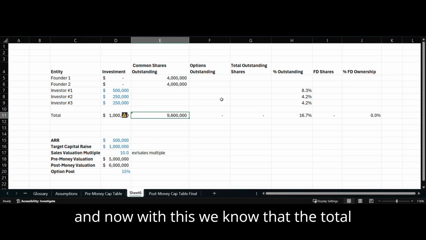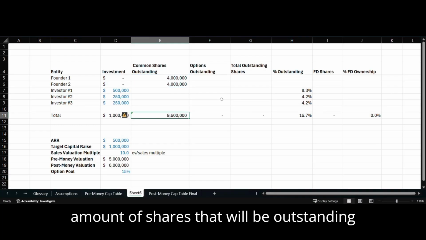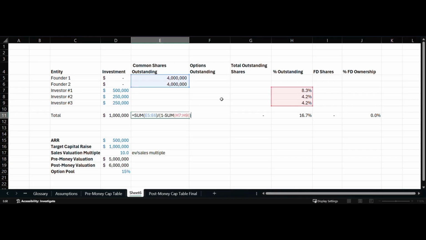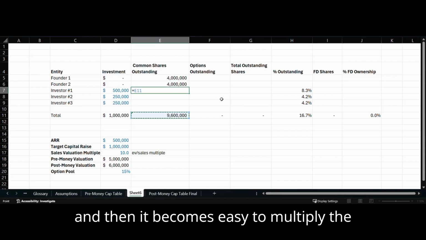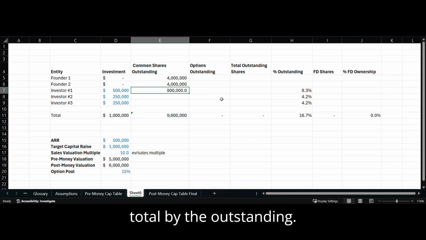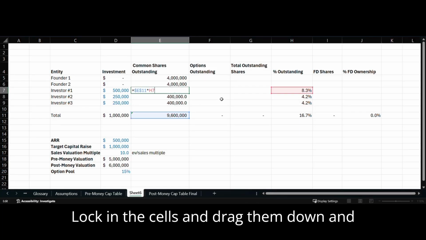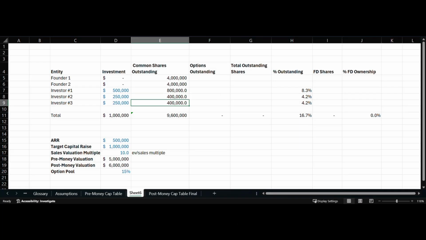And now with this, we know that the total amount of shares that will be outstanding after closing the round will be 9,600,000 shares. And then it becomes easy to multiply the total by the outstanding. Don't forget to lock in the cells when dragging down, and there you go.